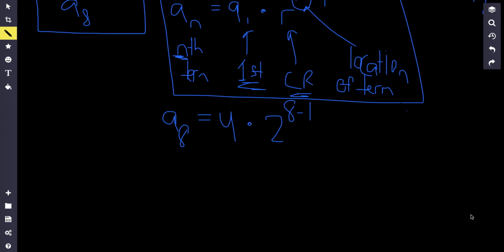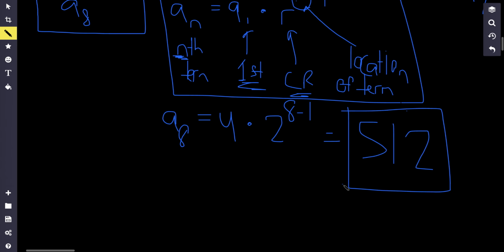You can use a calculator for this. 2 to the 7 is 128. 128 times 4 is going to be 512. And notice how we get the same answer.